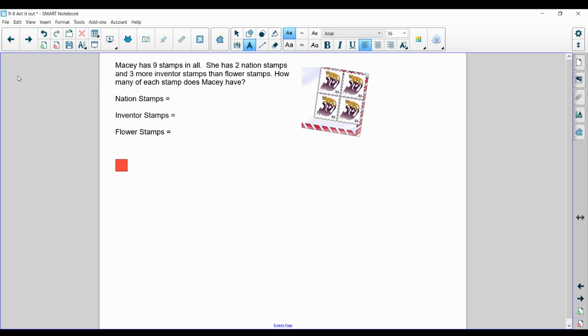In this example, Macy has 9 stamps in all. She has 2 nation stamps, and 3 more inventor stamps than flower stamps. How many of each stamp does Macy have?